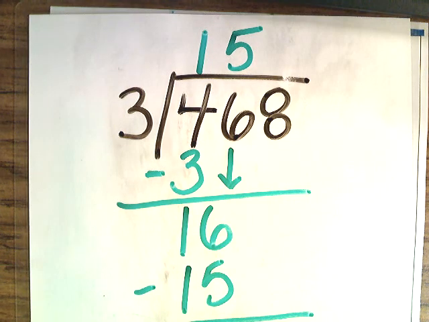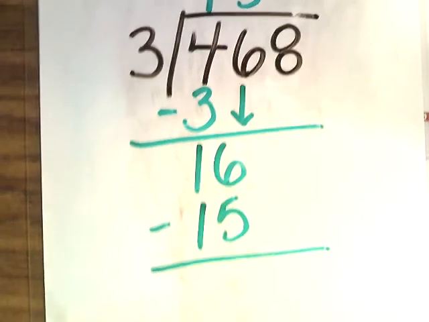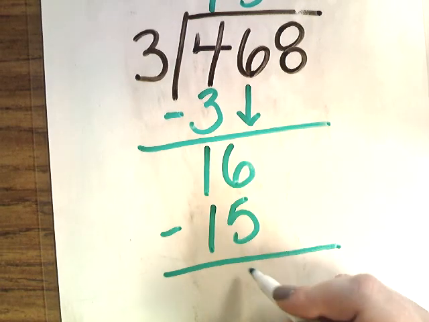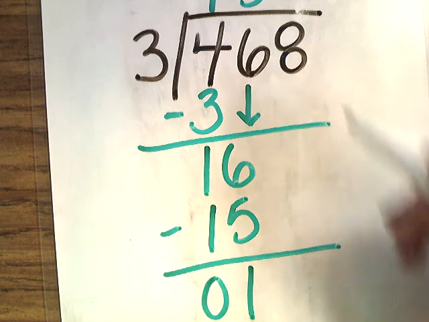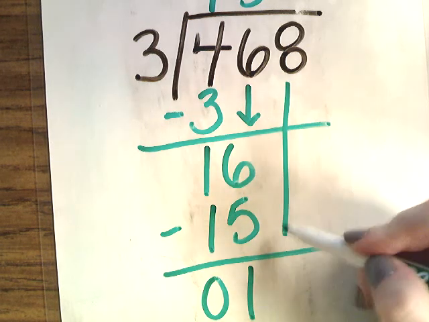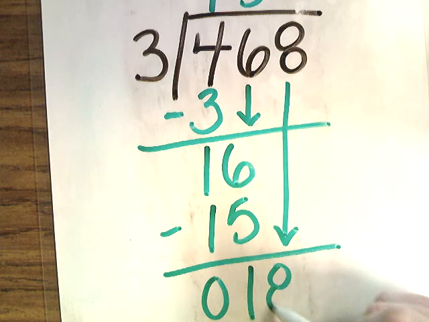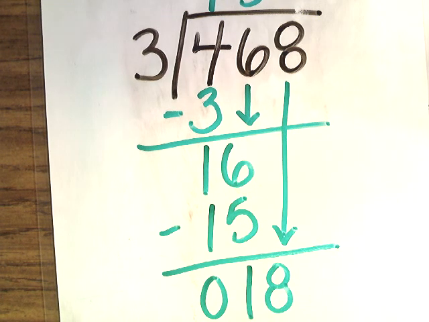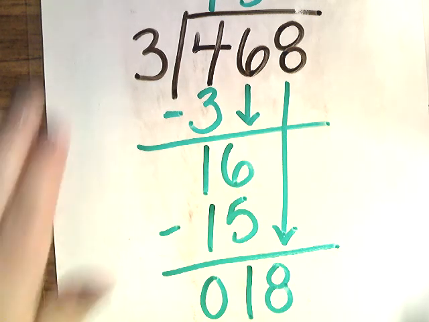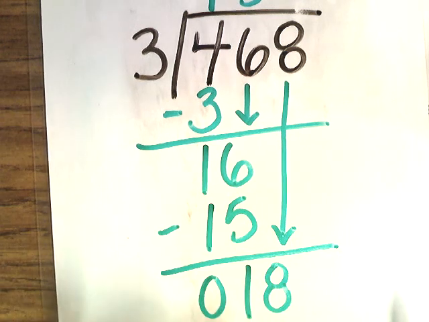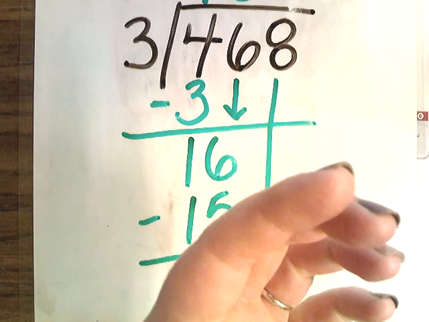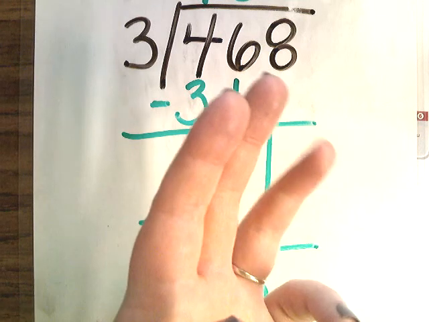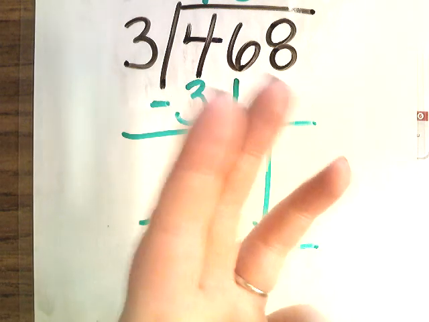Gotta move my thing down here. 6 take away 5 is 1. 1 take away 1 is 0. We still have one number to bring down, so I gotta bring this all the way down. We get 18, okay? 3 fits into 18. We need to figure out how many times though. So we're gonna count by 3s until we hit the number, or until we get close to it without going over.